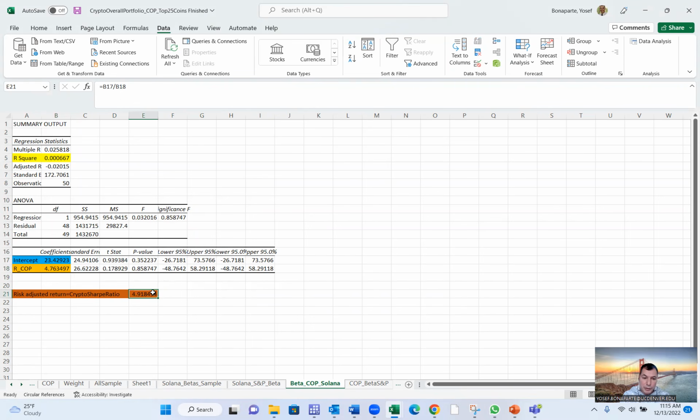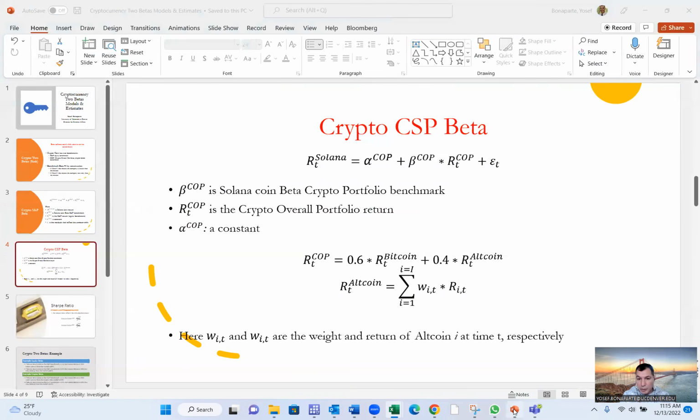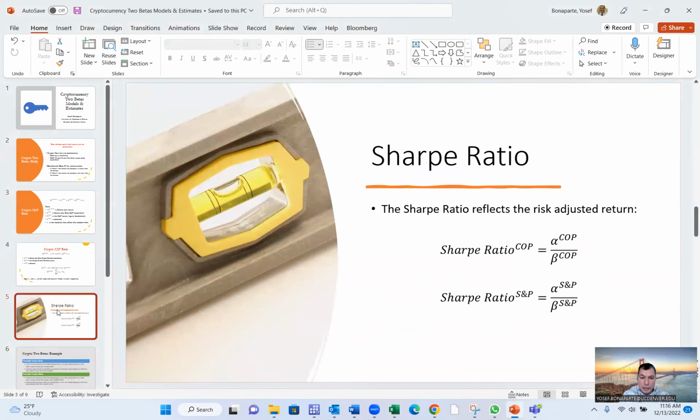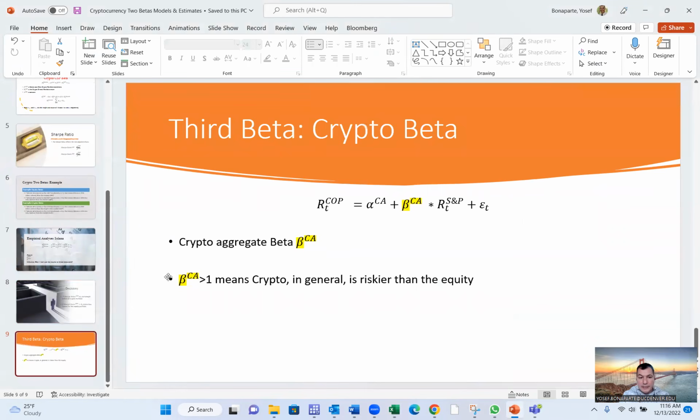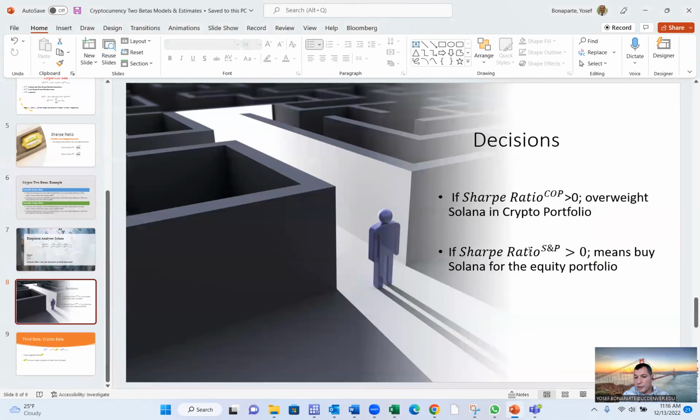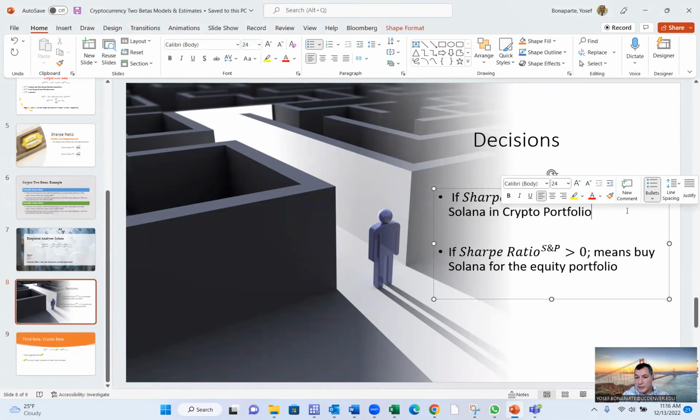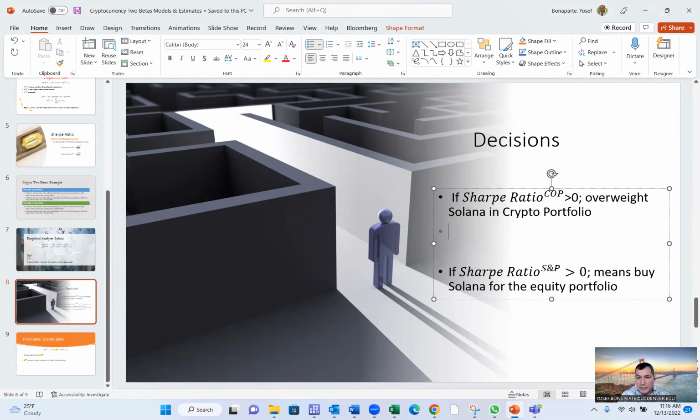The Sharpe ratio for Solana based on the crypto portfolio is positive. That means we're going to go to the inference, and it says if the Sharpe ratio for COP is greater than 0, then overweight Solana. The decision here, in red, is overweight, buy more Solana.